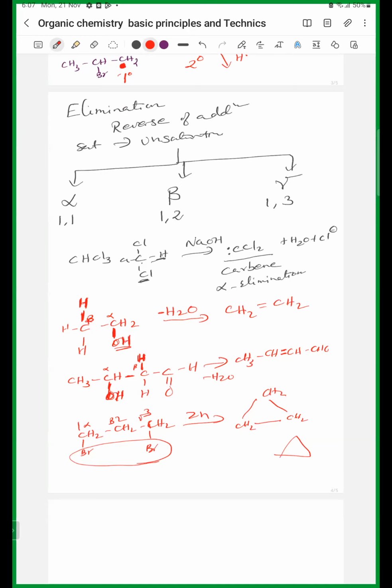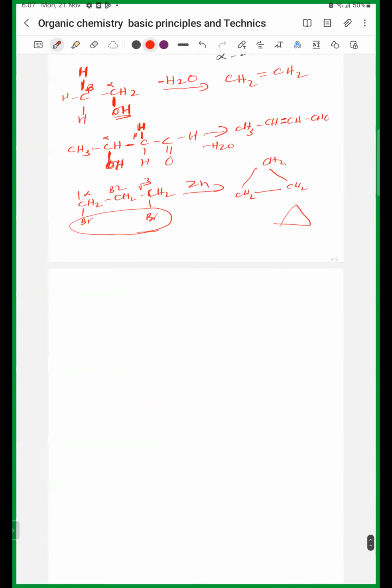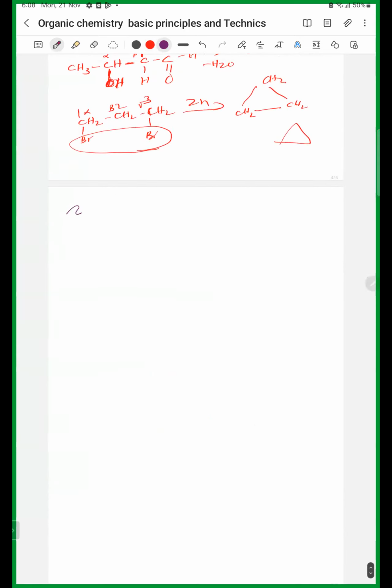So this is called alpha, beta, and gamma elimination. Okay, so next, what we are going to see is the condensation reaction. The name itself is condensation. You are going to condense something. When two molecules of the reactant react and eliminate a small molecule like water, HCl, or NH3, or liberate carbon dioxide, forming a compound, then the reaction is called a condensation reaction.